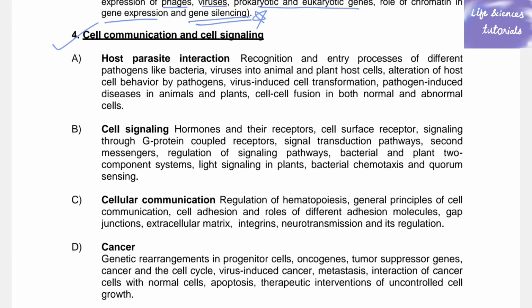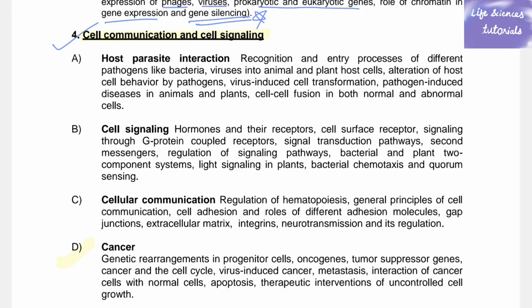Next, we have cell communication and cell signaling. Very important. This is a big unit. If you go through previous year's questions, then I think you can easily figure out the topics which are very crucial for competitive exams. So in the upcoming videos, I will guide you and teach you which are those topics, and those are do or die topics. You have to do it.